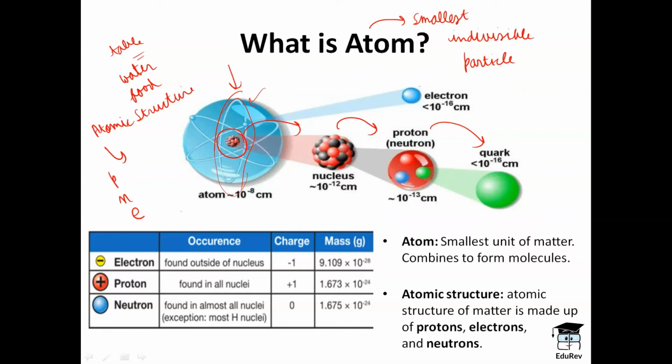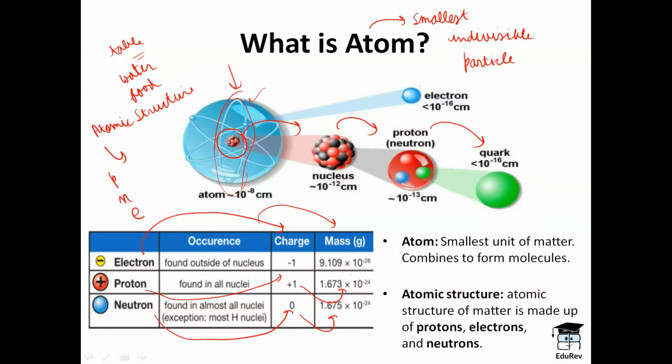So what are the charges on the electrons, protons, and neutrons, and what are their masses? Electrons are having a charge of -1 and a mass of 9.11 into 10 raised to power minus 28 grams. Protons are having a charge of +1 and a mass of 1.673 into 10 raised to power minus 24. Neutrons are neutral in charge and having a mass of 1.675 into 10 raised to power minus 24.